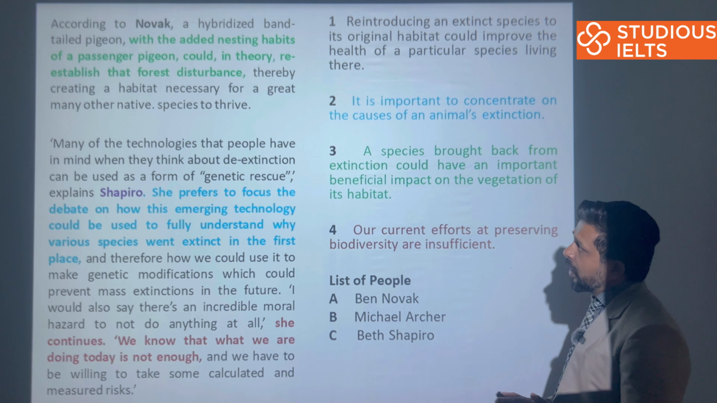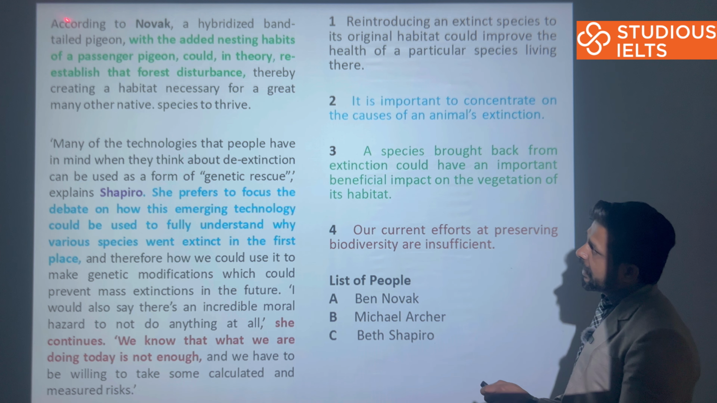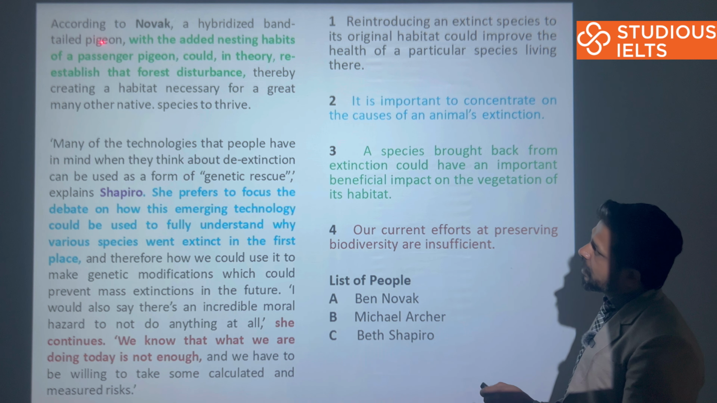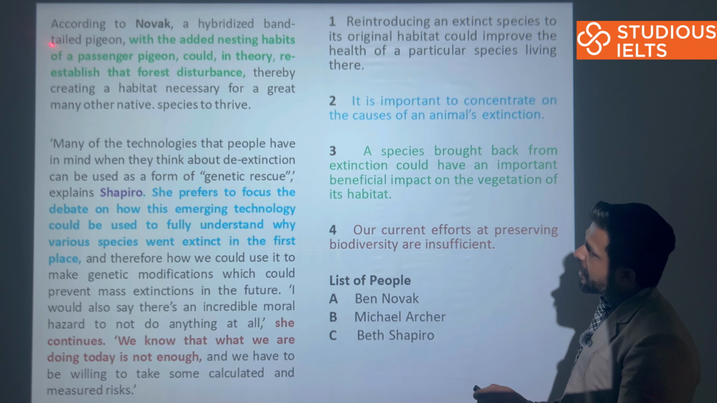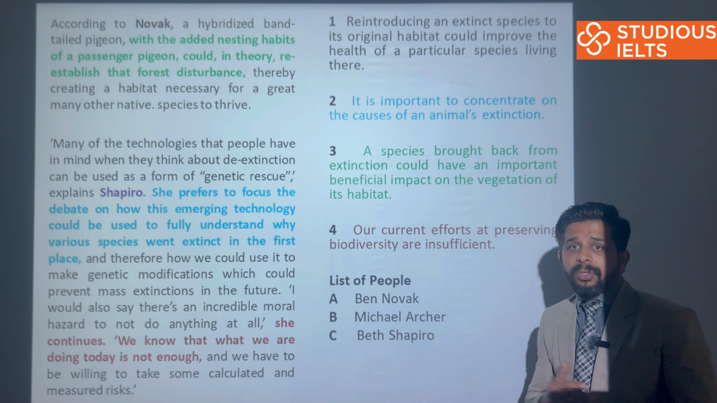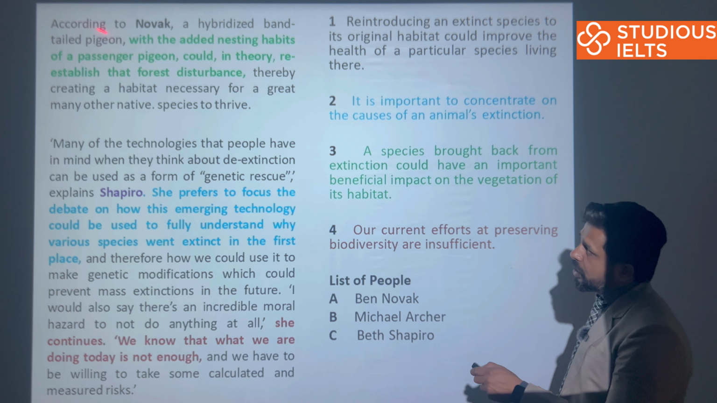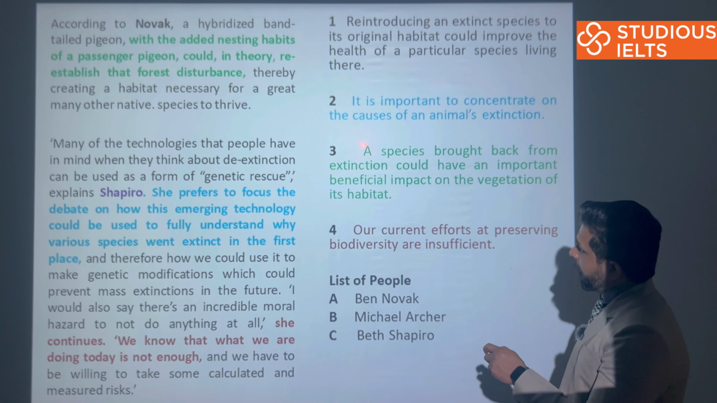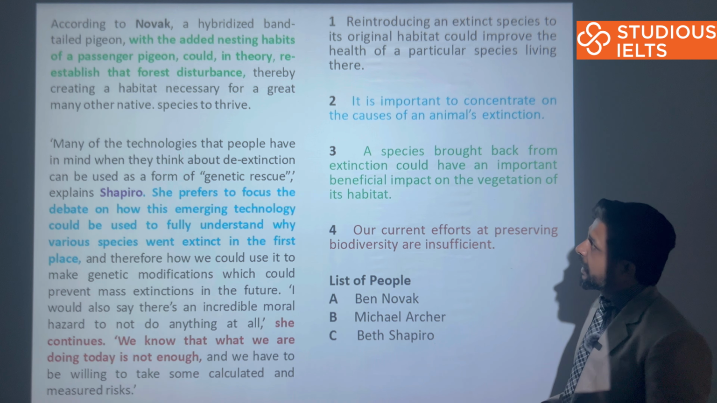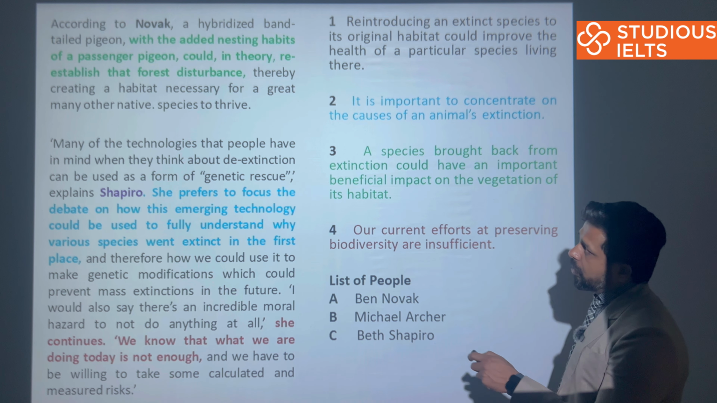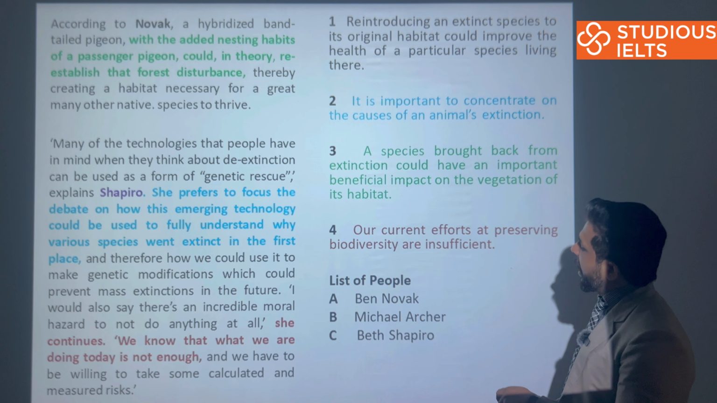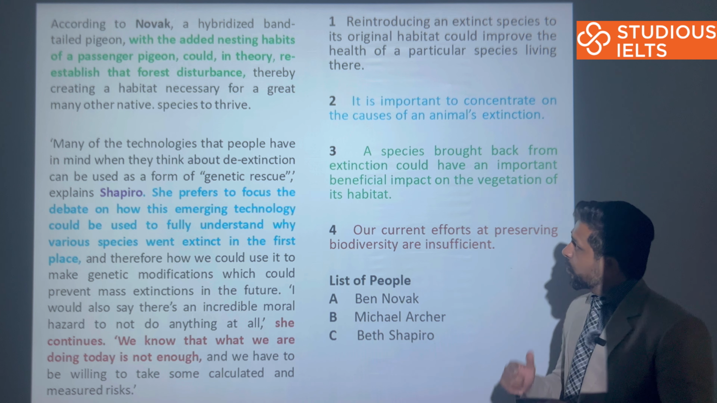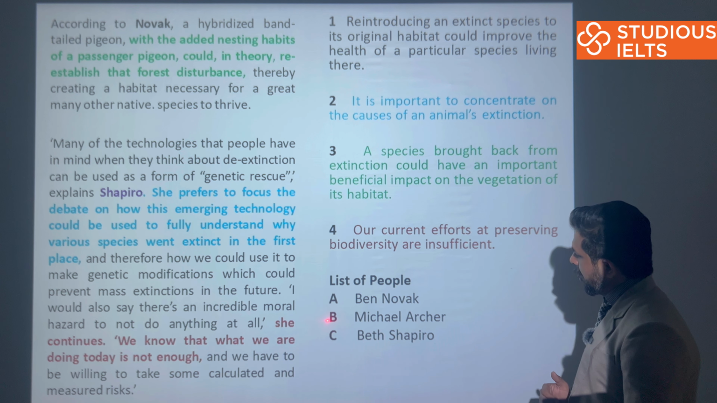So in that case, who has said that? You can read it clearly, according to Novak, who says that a hybridized band-tailed pigeon. And he is talking about reintroduction of this particular species of pigeons. So you can establish that connection, that question number 3 corresponds to the ideas of this particular researcher whose name is Ben Novak. So according to me, question number 3 will correspond with option A.